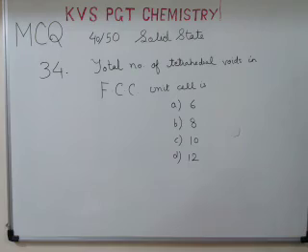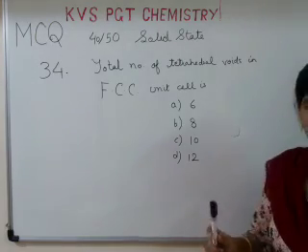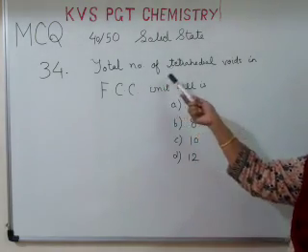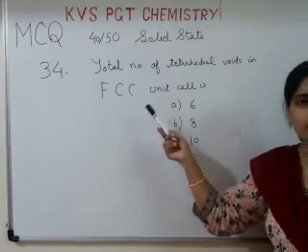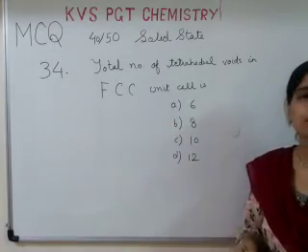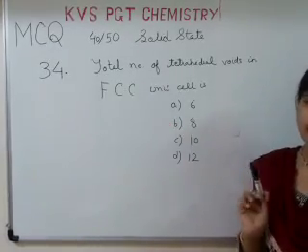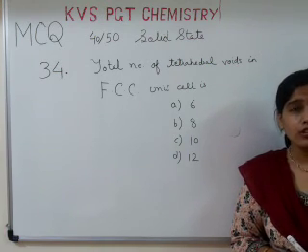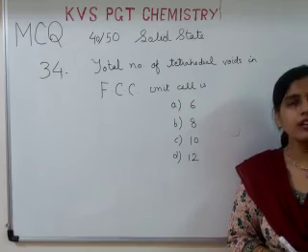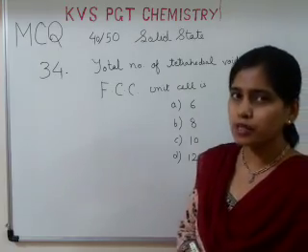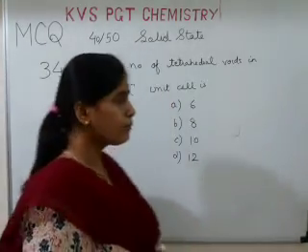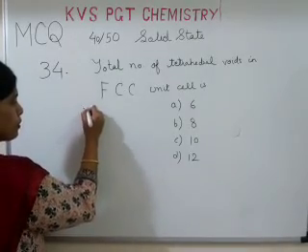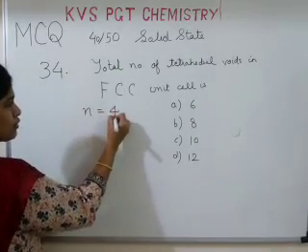Now we have question number 34. See what is asked in this question. Total number of tetrahedral voids in an FCC unit cell. FCC stands for face centered cubic cell. Okay. So do we know the number of atoms present per unit cell in FCC structure? Yes, the number of atoms per unit cell in FCC structure is 4. We can write it as n equals 4.